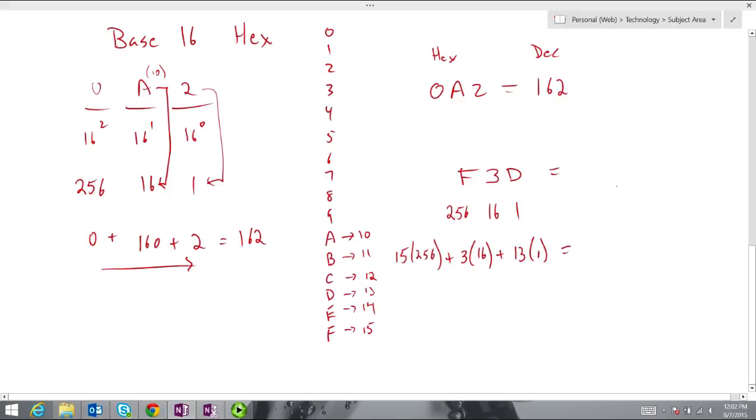Going to grab my calculator here real quick. So 15 times 256 plus 3 times 16 plus 13 equals 3,901 decimal. Oops. Hex decimal. You'll see how compact that is. It's starting to get a 4-digit number, now is only 3, and we can get pretty big numbers represented with a few hexadecimal digits.